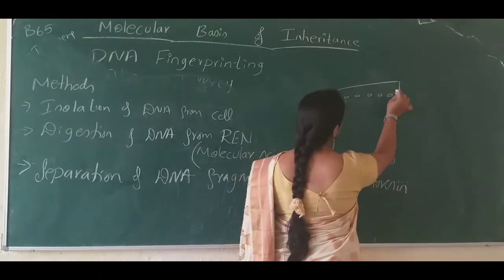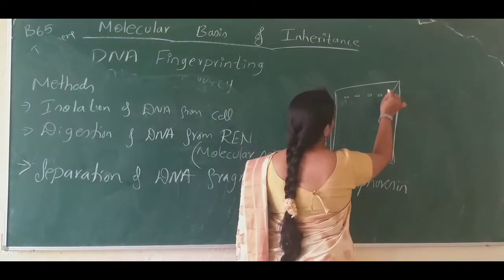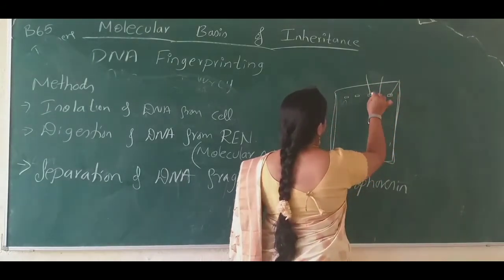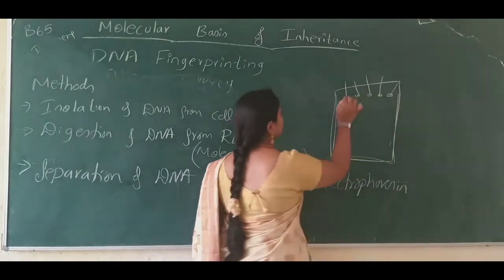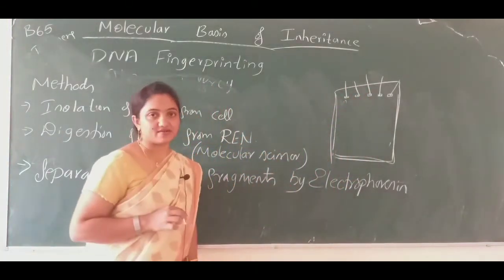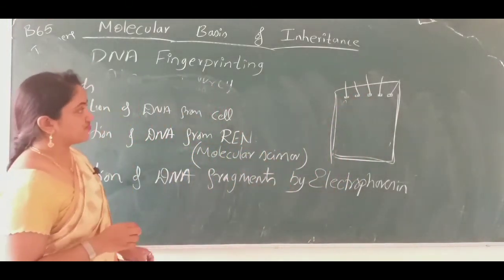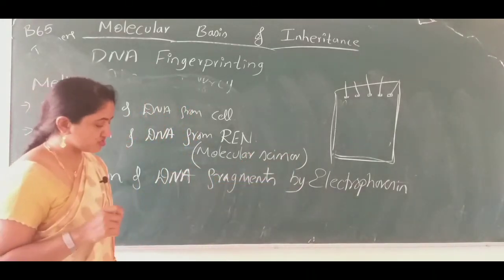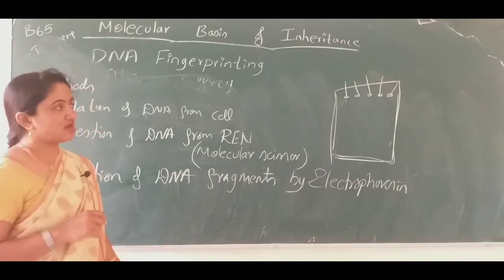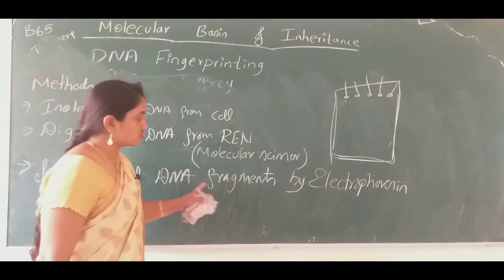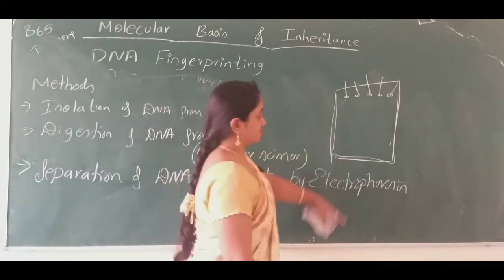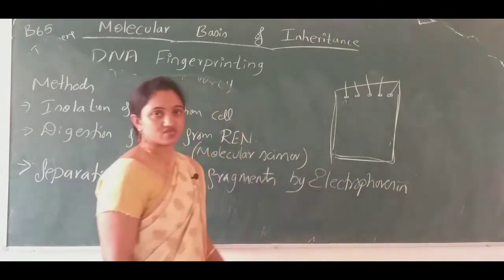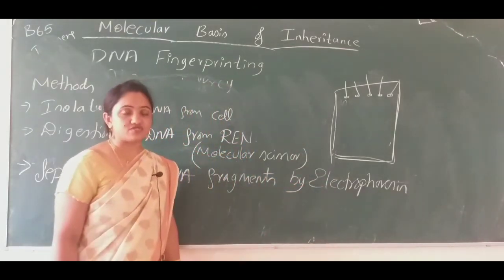What we have to do? We have to pour the samples by using a micro pipette. Don't draw this diagram. We have to put the samples here, and this is the electrophoresis. In the electrophoresis, what will be there? Agarose gel will be there.